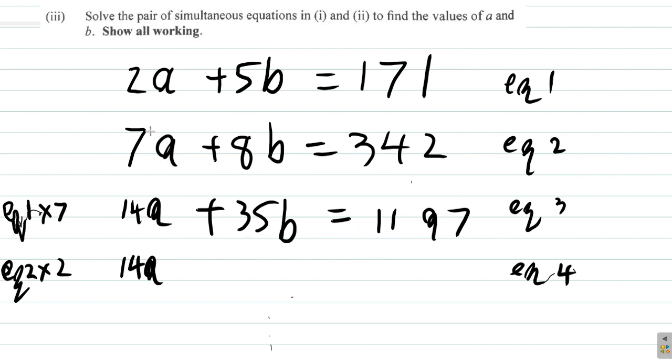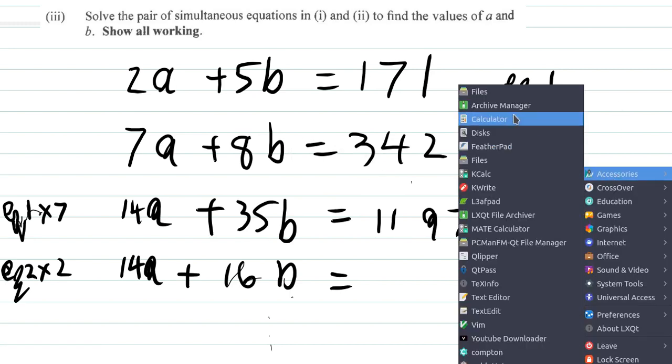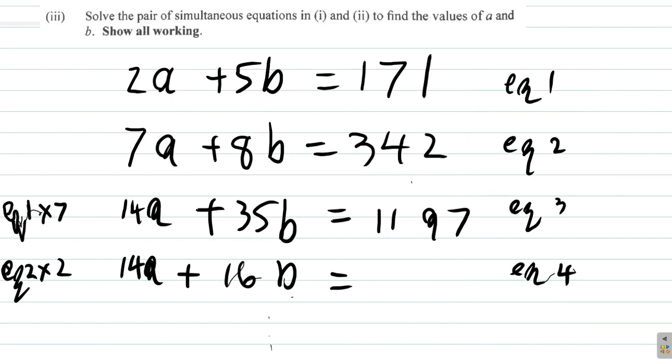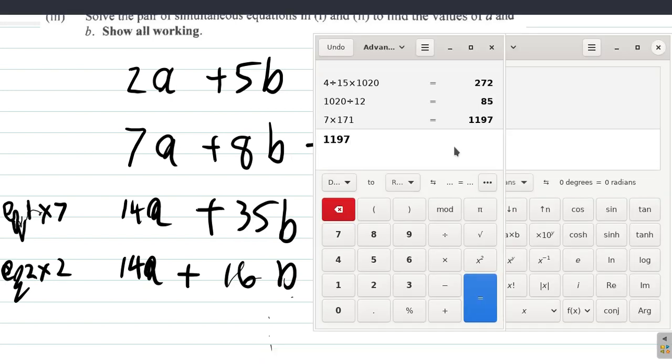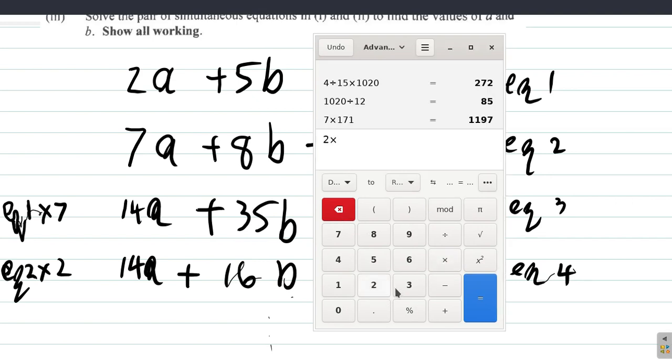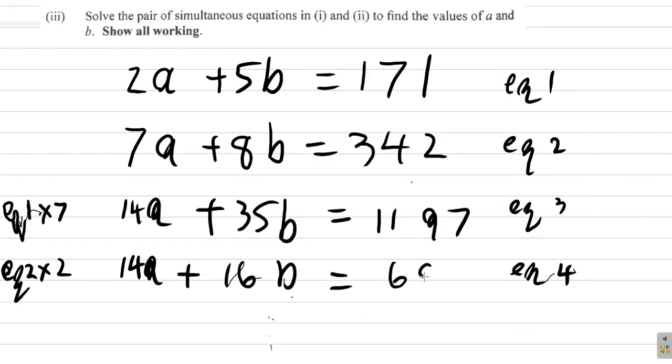And then 2 sevens 14, that's 14a, plus 2 times 8b, 2 8 16, so that's 16b, equals 2 times 342. So 2 times 342 equals 684. So you have 684 here. This is equation 4.